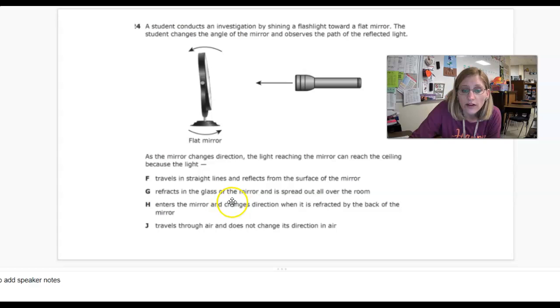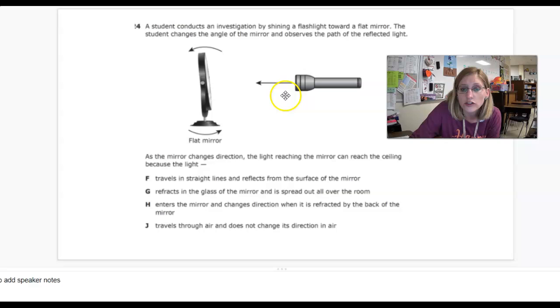G, the light refracts in the glass of the mirror and then it spreads out all over the room. H, enters the mirror and then changes direction when it is reflected by the back of the mirror. J, travels through the air and does not change its direction. If you said F, you're 100% correct.